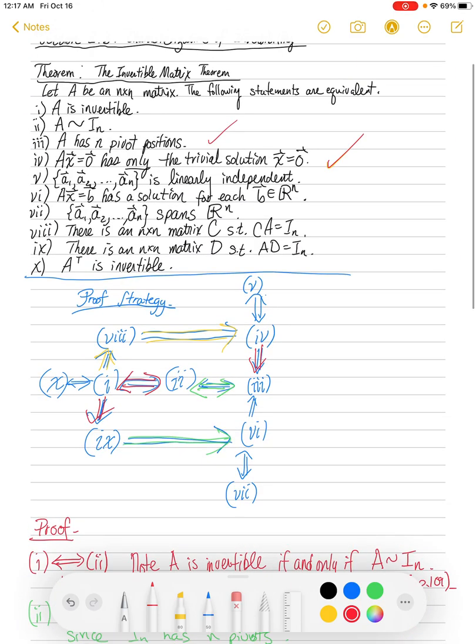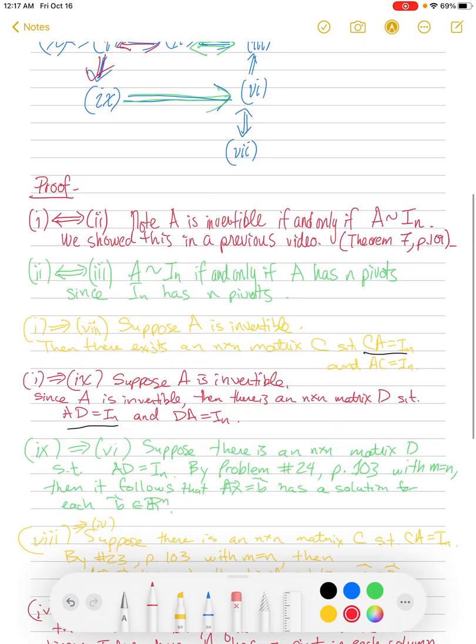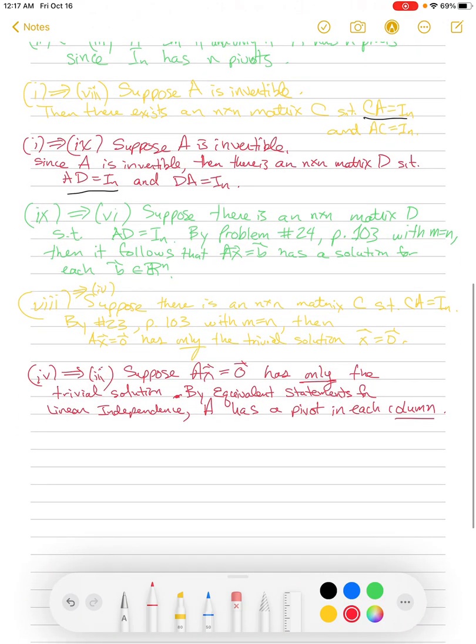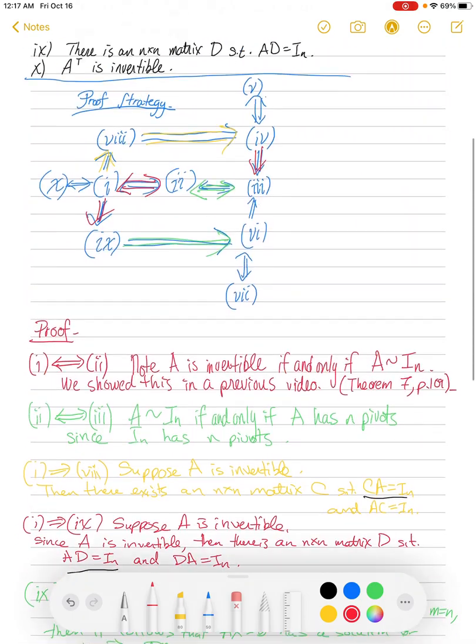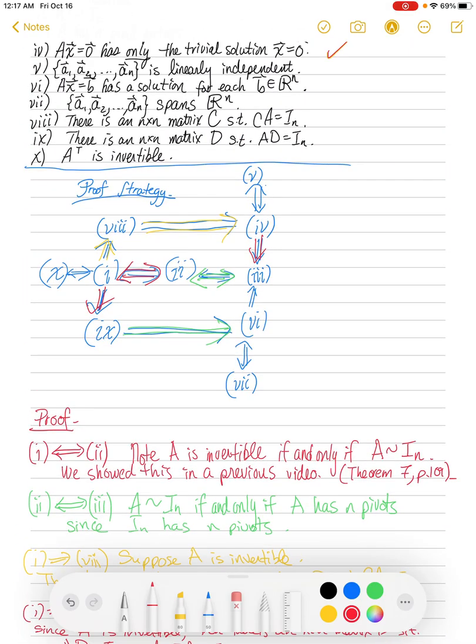Now, what are we trying to get to? We're trying to get to 3. What's 3 about? 3 is about having n pivot positions. Well, if we have a pivot in every column, right, and there are n columns, that means we have n pivots. Thus, A has n pivots. And that's what we wanted to prove. Okay, so we got 4 implies 3. So I've checked that off.